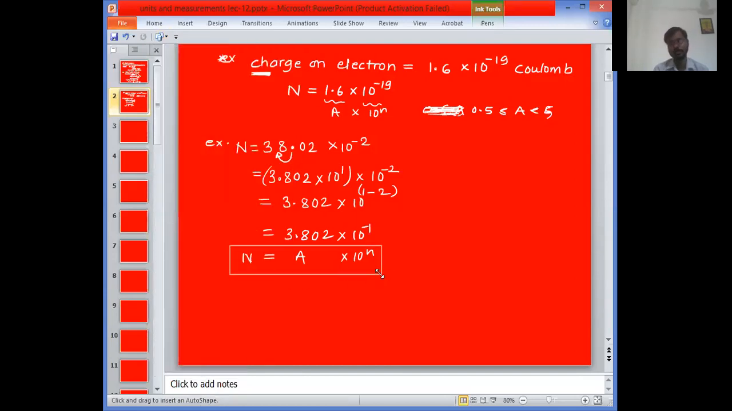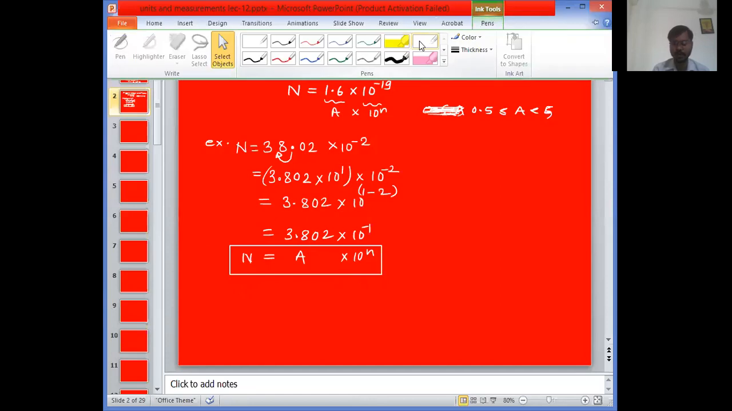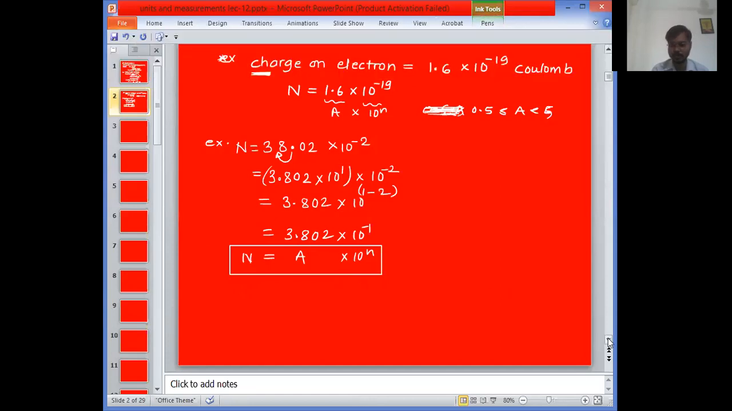So in this way you can understand how to convert any given number into scientific notation. Now let me give you a final example and let me verify how many of you do it correctly. This is going to be the final example. Chalo, let's try to do it.